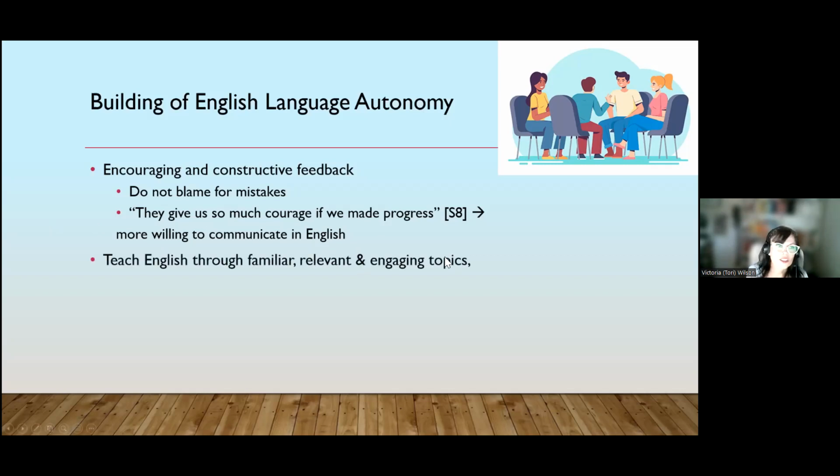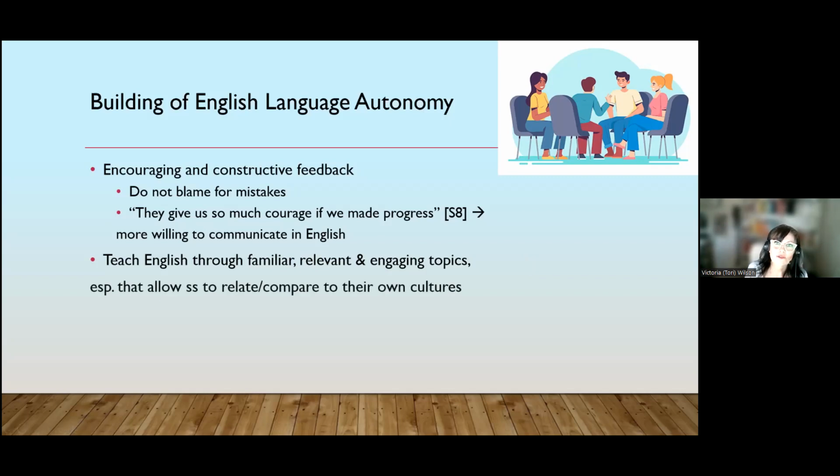Another way to build English language autonomy was teaching English through familiar, relevant, and engaging topics. And most of us would be using course books that do this. But unfortunately, there are still courses, and I've taught in some and seen some, where English is treated like an instruction book for the English language, and it's very dry and very divorced from the wider world. So we want to absolutely avoid that.